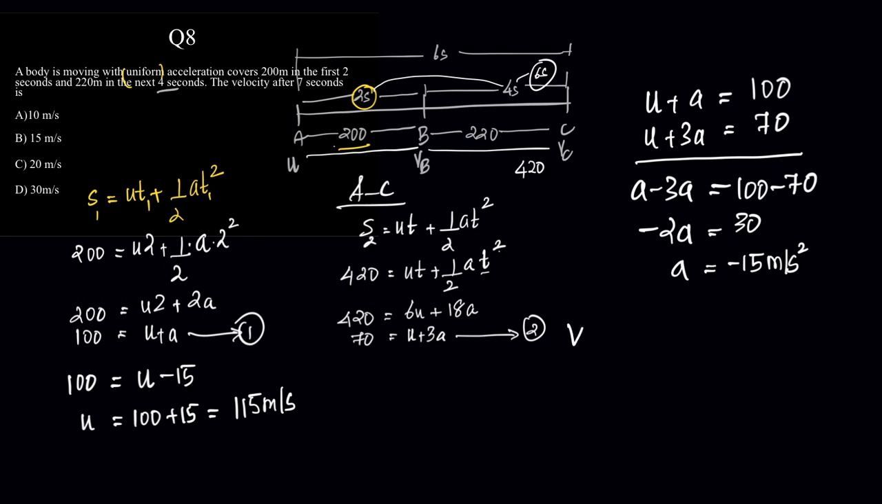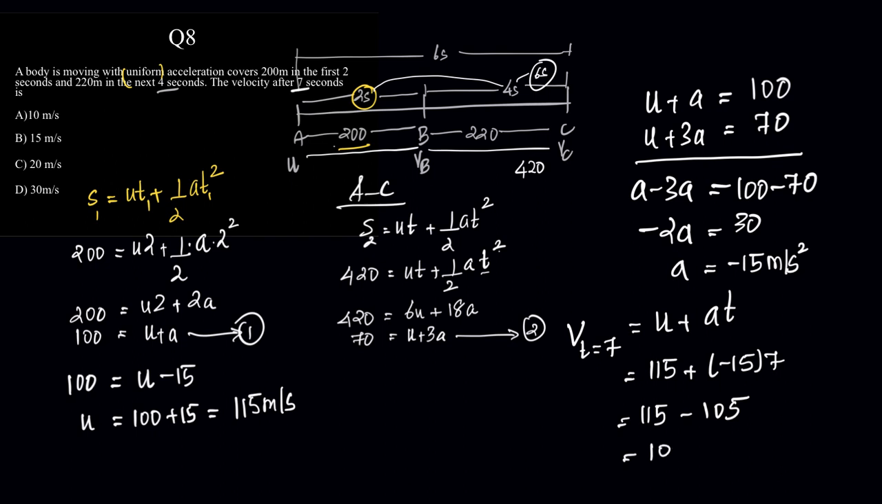The question is to find out the velocity at t is equal to 7, which is basically given by u plus at. What is u? We just found it out. It is 115 plus a. What is a? A is minus 15. What is t? T is said to be after 7 seconds. So t is 7, in which case what we get is 115 minus 15 into 7, which is 105. Therefore, the answer becomes 10 meter per second. So the correct option becomes option A.